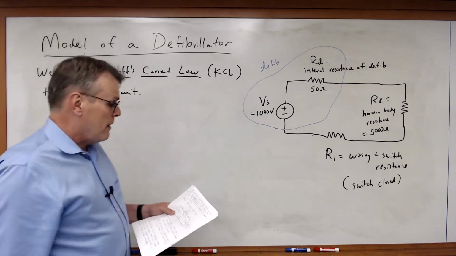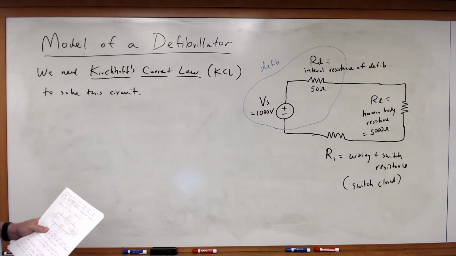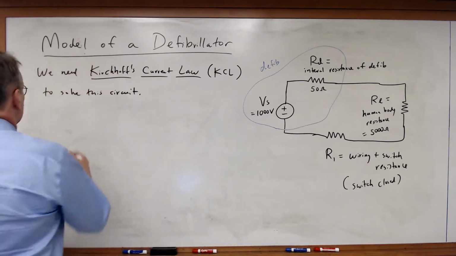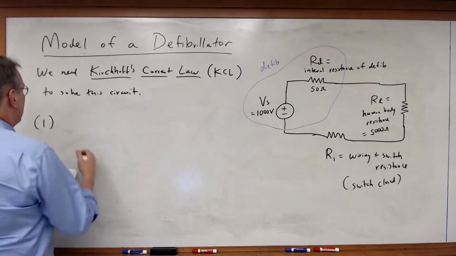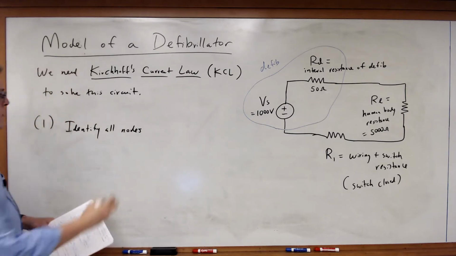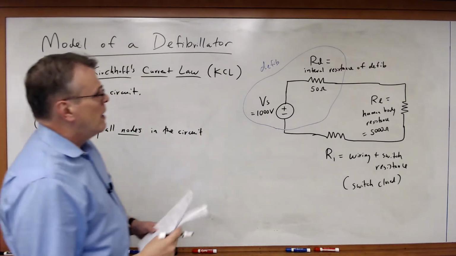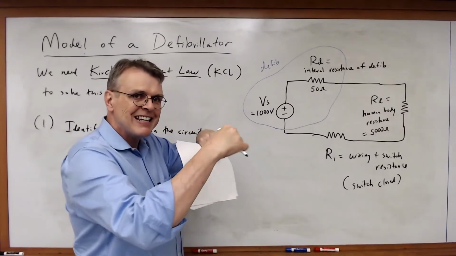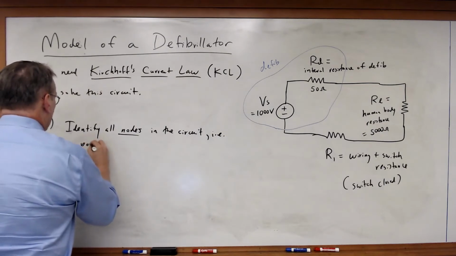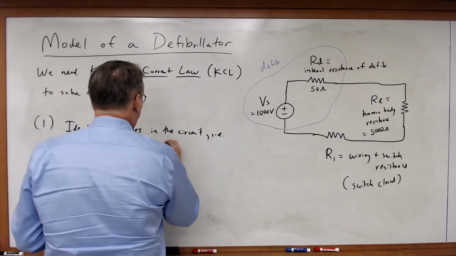Now, how do we apply Kirchhoff's current law, and what does Kirchhoff's current law say? Well, first of all, we need some definitions. In order to apply Kirchhoff's current law, I need to use the concept of what's called a node. So first step is we're going to identify all the nodes in the circuit. What is a node? A node is a point where two elements connect together. Or I should say two or more circuit elements can connect together.